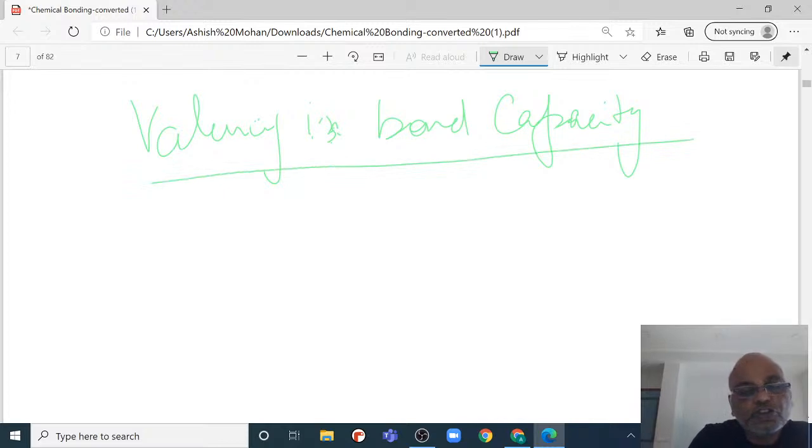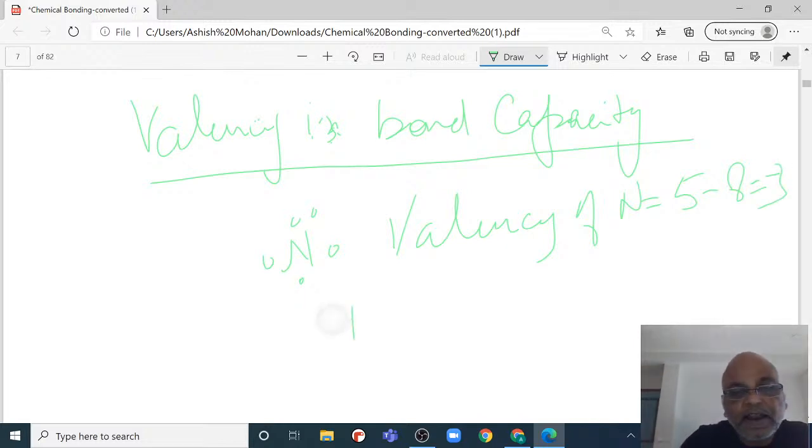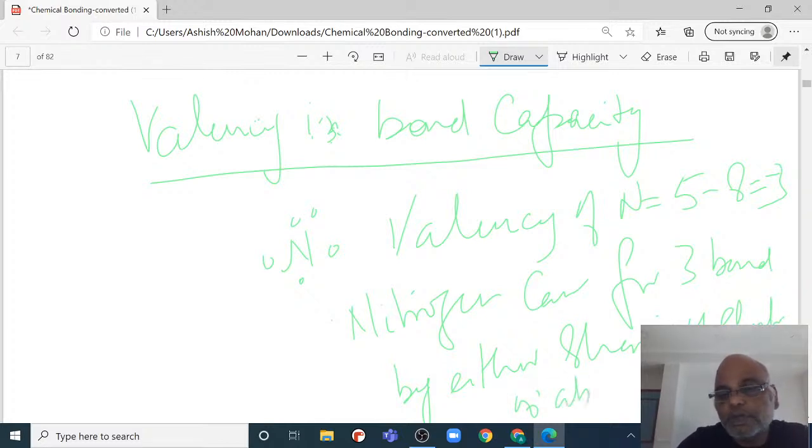Valency is bond capacity. Suppose nitrogen has 5 electrons in its valence shell. That means the valency of nitrogen is 5 valence electrons minus 8, that is minus 3. That means nitrogen can form 3 bonds, either by sharing of electrons or by absorption. These are the reasons behind the formation of bonds.